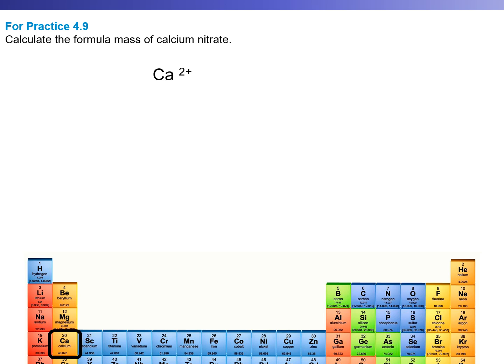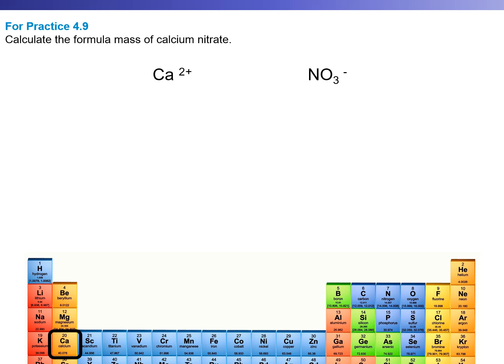And then nitrate. Nitrate is not in our periodic table because it's actually a polyatomic ion, which means you have to go to the book and look it up. All right, so you go find a chart somewhere, you can look it up in the book, and you make sure that you're finding the right polyatomic ion, because there's nitrite and there's nitrate. And once you find nitrate, you see that its formula is NO3 and it has a -1 charge.